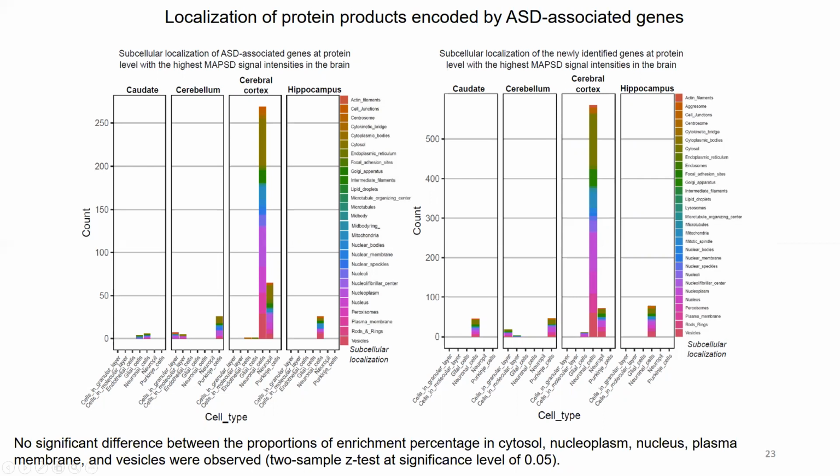Similarly, in the newly identified gene set, we observed that almost 80% of the identified genes were enriched across various cell types within cerebral cortex. And we did not observe any significant difference between the proportions of enrichment percentage in cytosol, nucleoplasm, nucleus, plasma membrane, and vesicles. So there's a good concordance actually between the spatial enrichment of our findings and known autism genes.